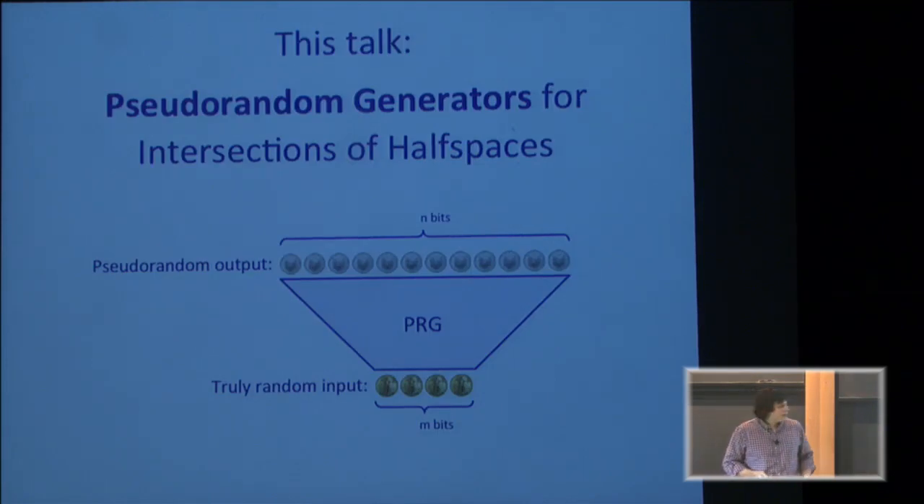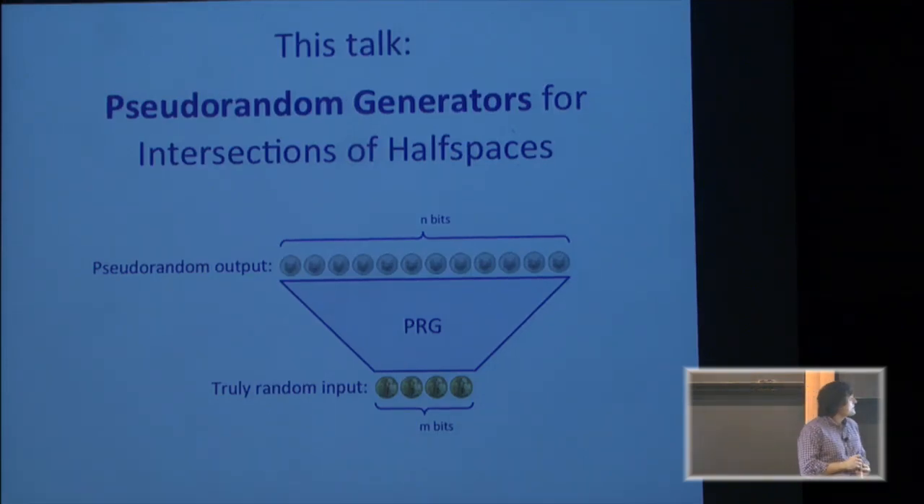Okay. So we're going to be thinking about intersections of low-weight half-spaces. In particular, we'll be looking at these from a point of view of pseudo-randomness. We'll be concerned with coming up with unconditional pseudo-random generators against these intersections of low-weight half-spaces.